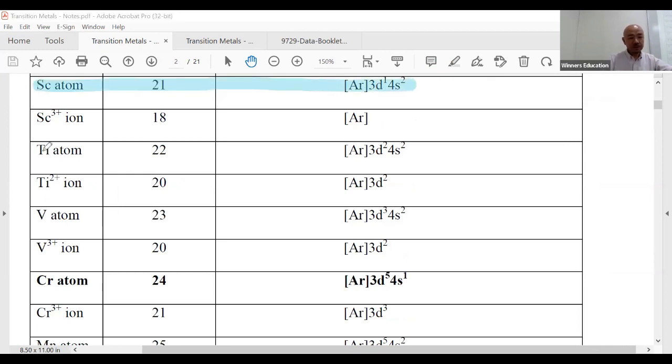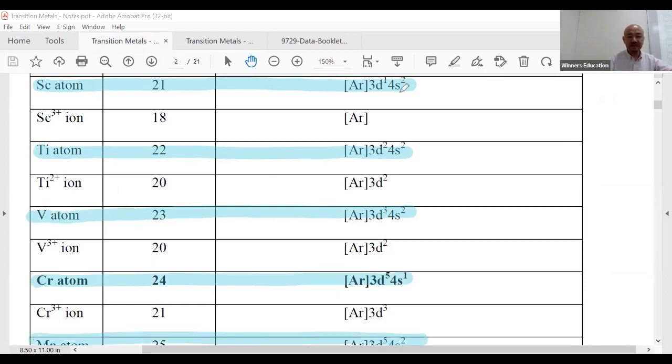Take a look, ladies and gentlemen. Scandium, titanium, vanadium, chromium, manganese, let's say. Every time you add an electron, take a look. It always goes where? From here to here, right? So from D1 to D2, it always goes into where? It always goes inside the inner D subshell. Everyone okay? Make sense?